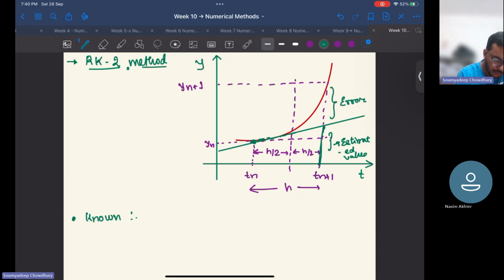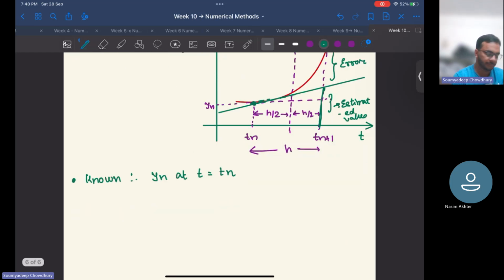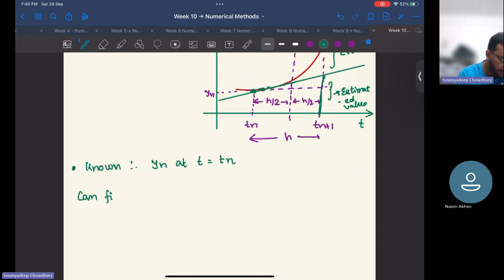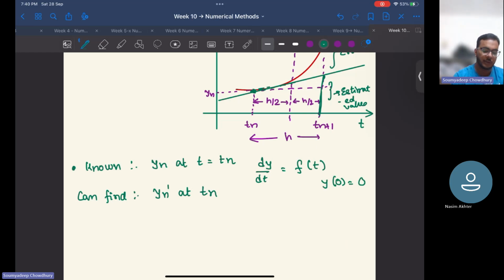So what is known to us? The value of yn at t equals tn is known to us. So what can we find out? Suppose it is given to you dy by dt equal to some f of t, and y of 0 equal to 0. That is given to you, and from this differential equation you can find yn dash at tn. At t equal to 0, you can find the derivative of the function from this differential equation.